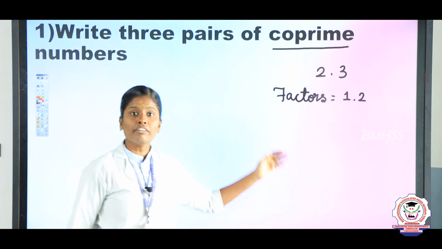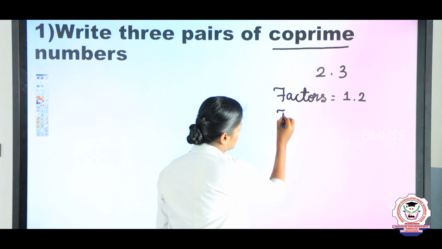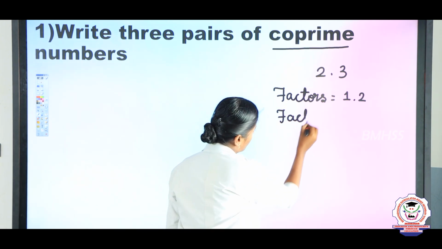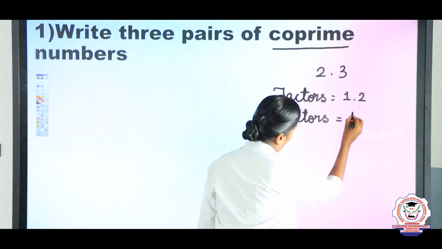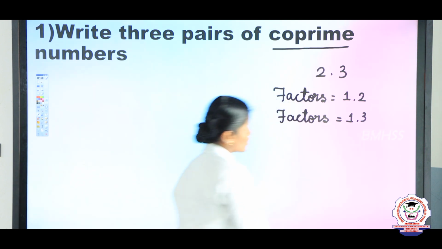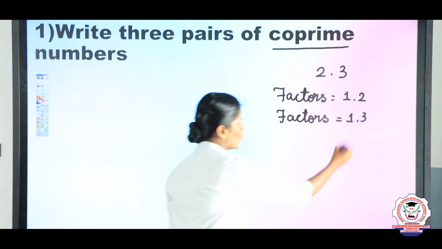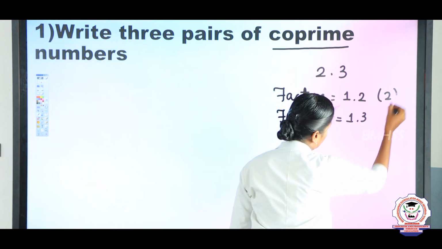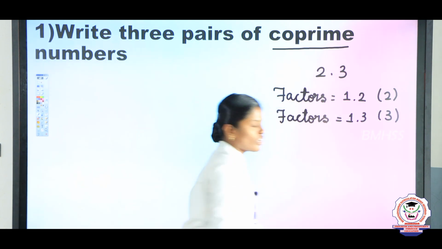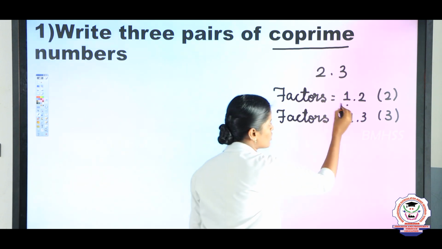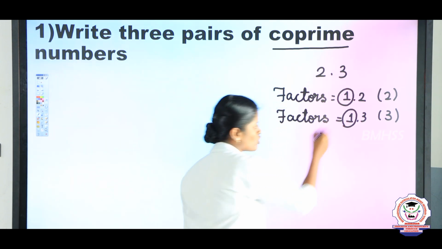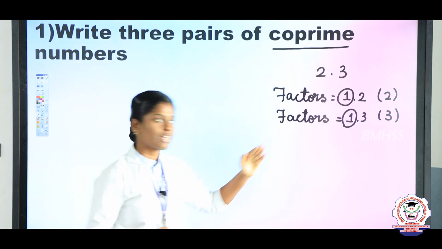Next I am going to find the factors of 3. The factors of 3 are 1 and 3. So these are the factors of 2 and these are the factors of 3. Now I am going to find the common factor of these 2 numbers. The answer is 1. So co-prime numbers means the only common factor is 1.